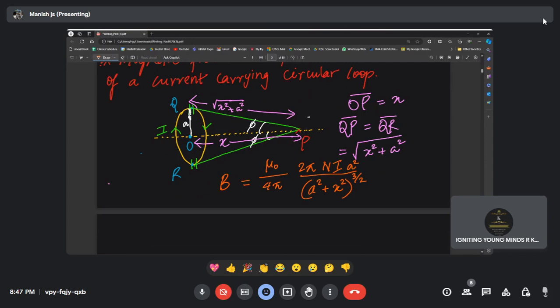So mu naught by 4 pi, you know. Here n is nothing but, if we are going to generalize for n turns, then this is true. If it's just a single turn, that n value becomes 1.